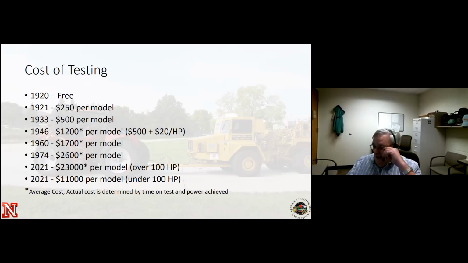That's ratcheted up a little bit over the years. I'd say current day, it's a little varied based on how much time is spent on tests, but typically about $23,000 for a tractor over 100 horsepower that we do drawbar testing on, and typically about $11,000 per model for a smaller tractor. And I still say it's a great deal. Back in 1921, $250 was a much higher percentage of the cost of the tractor than $23,000 for an over 100 horsepower tractor is today.